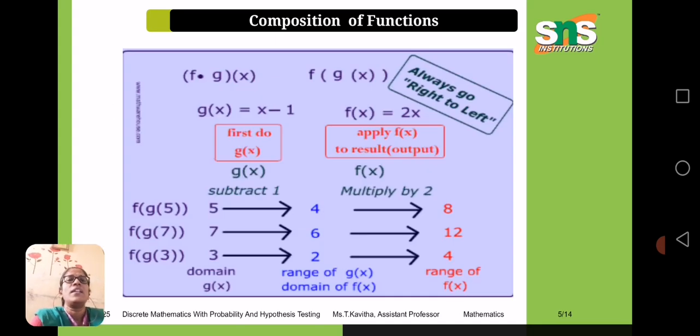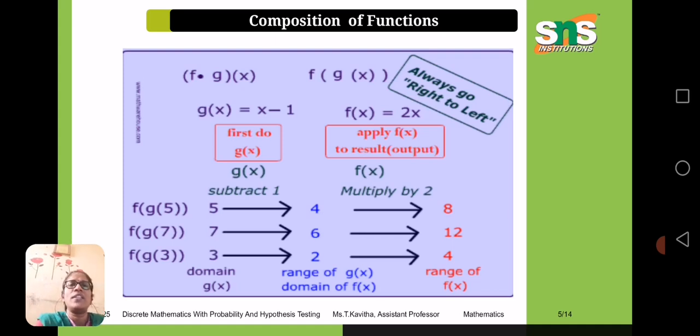Next, this is the next example for composition of function. (f ∘ g)(x) is f(g(x)). Here the two functions are g(x) = x - 1 and f(x) = 2x. These are the two functions. First we calculate g(x), therefore (f ∘ g)(x) is f(g(x)). Always calculate from right to left, therefore g(x) = x - 1. Next we can find f(g(x)).